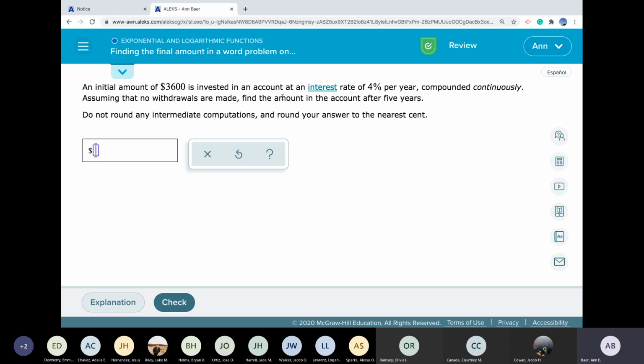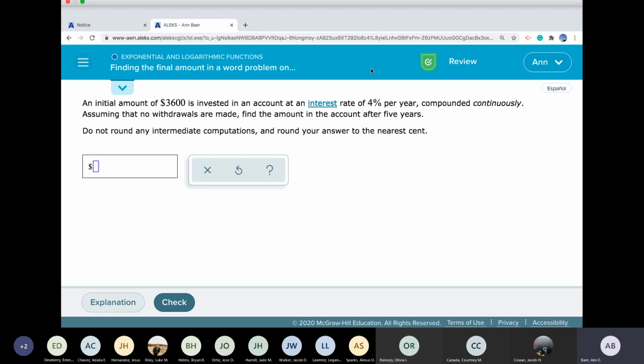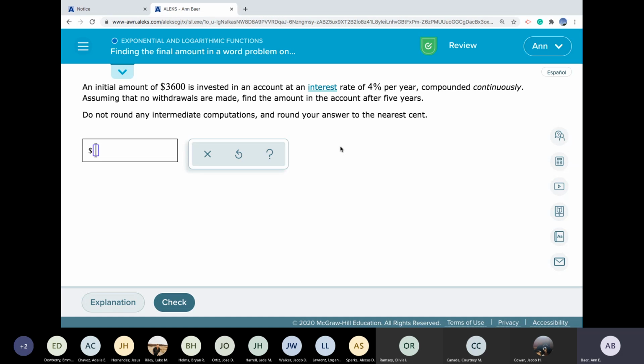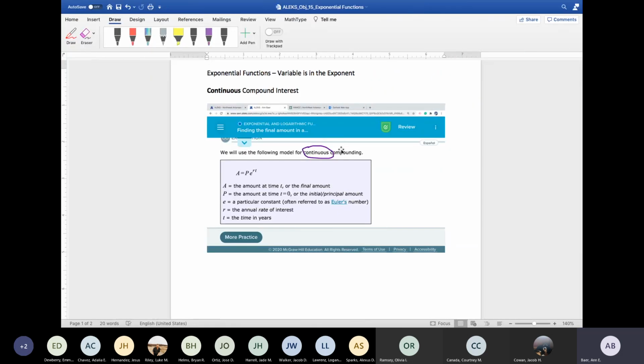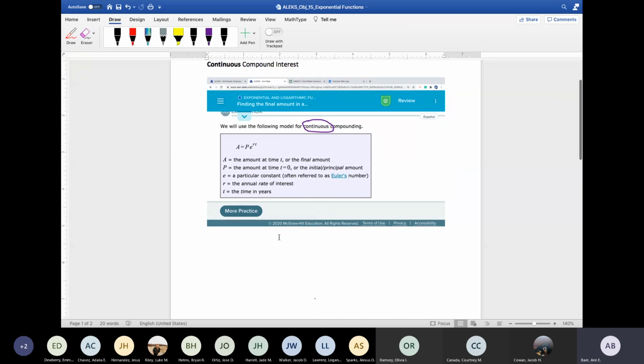So I'm writing that down. Do not round any intermediate computations and round your answer to the nearest cent. So we're almost done. This shouldn't take us too long. Let's go back right down here and write this problem out. So we know we're looking for A in this problem, this capital A here. Down the line, in the next couple of weeks, we're going to be learning how to find T, and it's going to involve a logarithm. So we're going to make that progression.